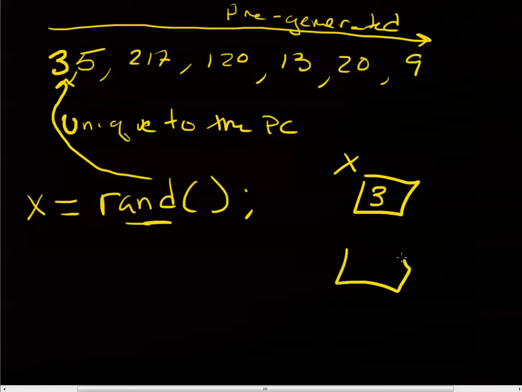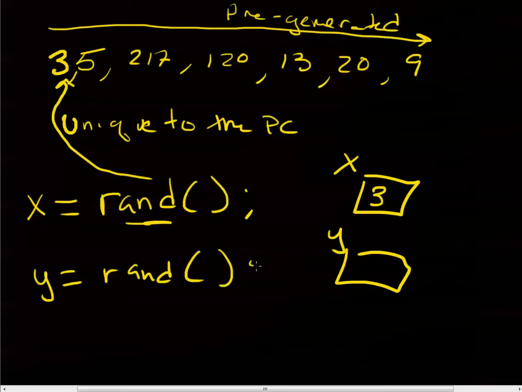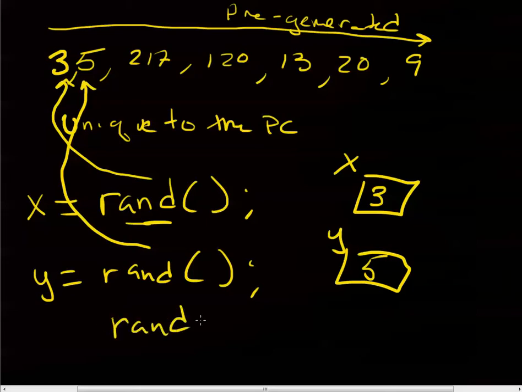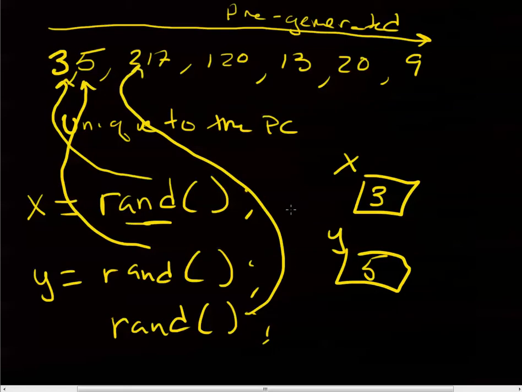If I then call random again, random's going to return the very next number. And you can see the pattern here, right? Every time we call random, it's going to increment and return the next random number in the series. So that'll be 217.